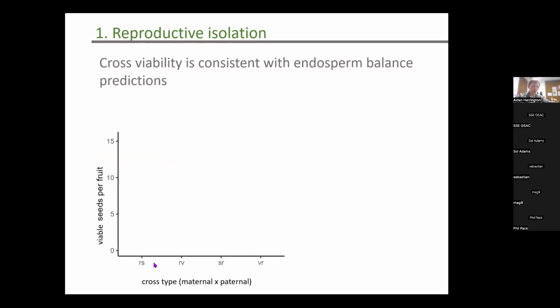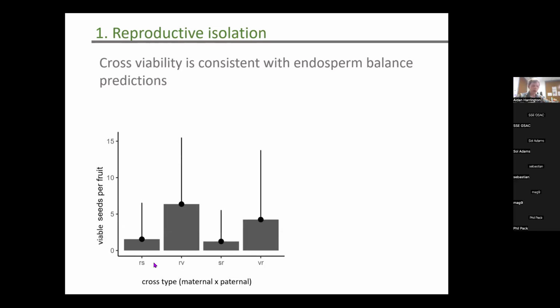So the first 2 crosses are the 2 rhomboidea polyploid maternal crosses. And then the second 2 are the rhomboidea paternal crosses. What do we see? We see that the 2 crosses involving Virgata, the diploid Virgata, so RV and VR, have much greater viability than either cross involving Stellata, the other diploid, the sulfur. So our predictions do hold. We find that the Virgata crosses are more viable than the crosses with Stellata. And we find that the maternal rhomboidea x paternal Virgata cross, RV, is more viable than the reverse cross, VR.